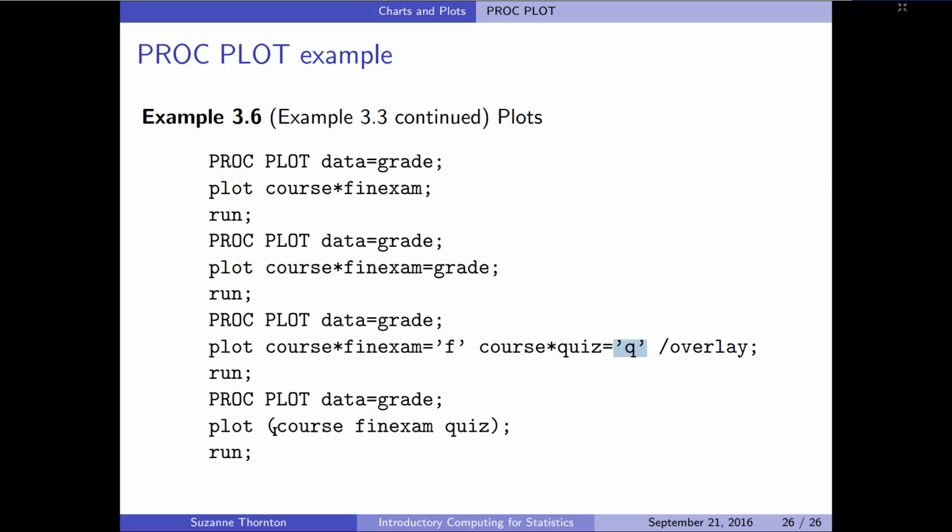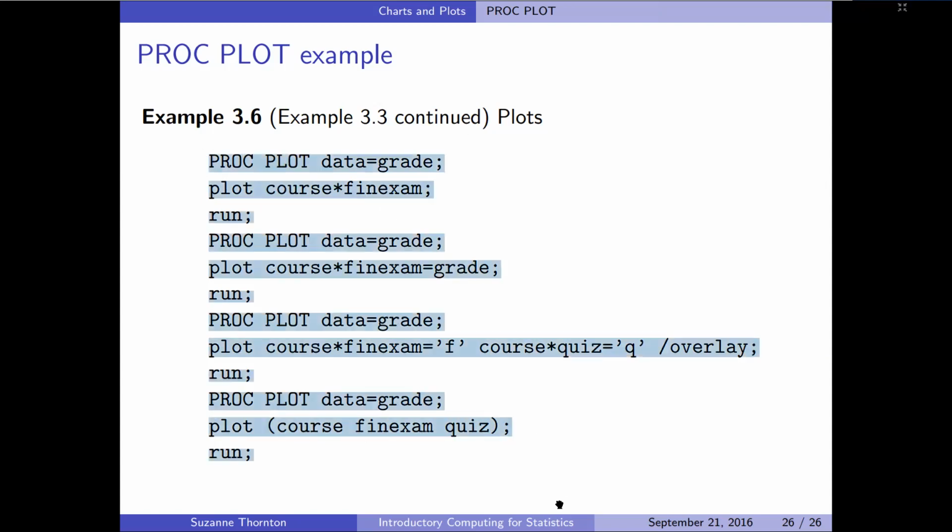For the fourth plot, we will use the grouped version, which will plot course against final exam, course against quiz, and final exam against quiz, into 3 different pages. We'll have 3 different plots on 3 different pages. The illustration of those codes will be put in my second video. Remember to check it. Also remember to run this code by yourself to see the results.